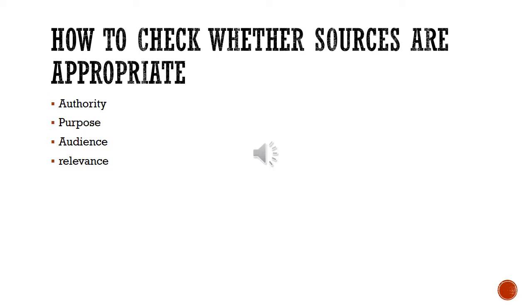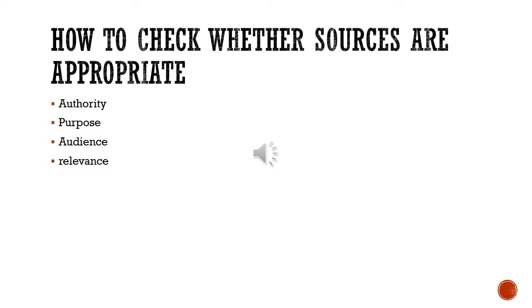Now, before using any of these sources, it is important to check how appropriate they are by using the following criteria. First and foremost, you need to see the authority. For example, what do you know about the author of the source? Is the author well established? Is the author an expert in the field in which you're doing your academic essay? So it's very important to know the authority of the author, how genuine the author is.